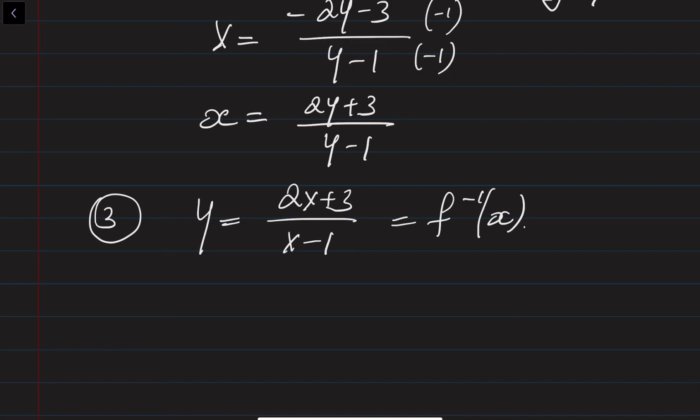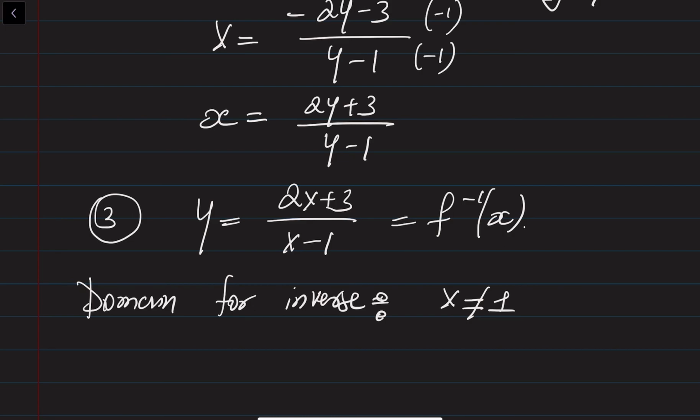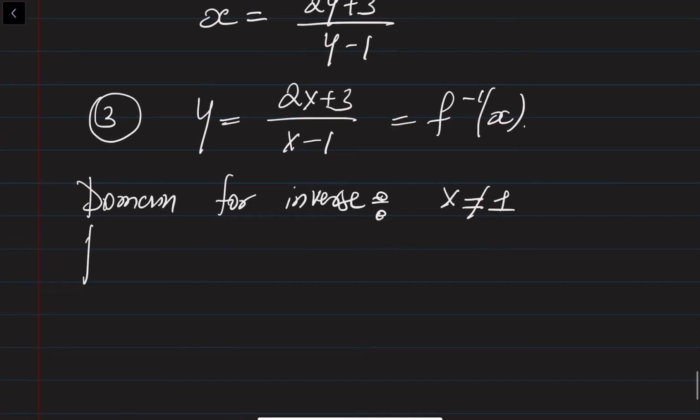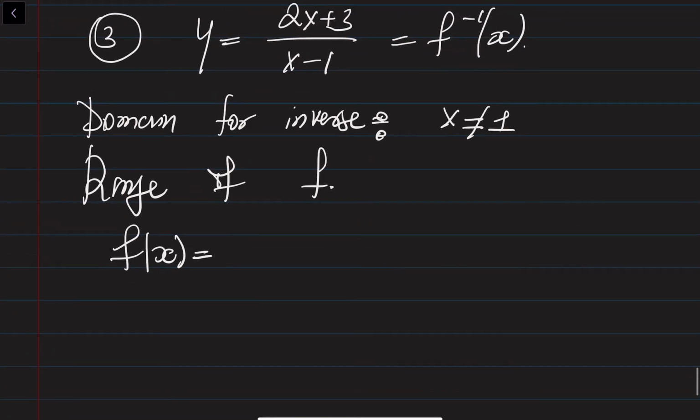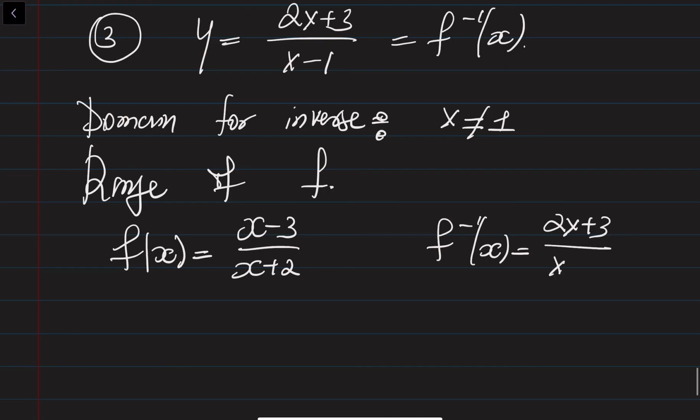So can we define the domain for the inverse? The domain for the inverse is all the points except x equal to 1, right? And this is essentially going to be the range of f, okay? So let's define one more time. f of x is equal to x minus 3 divided by x plus 2. Its inverse is equal to 2x plus 3 divided by x minus 1.